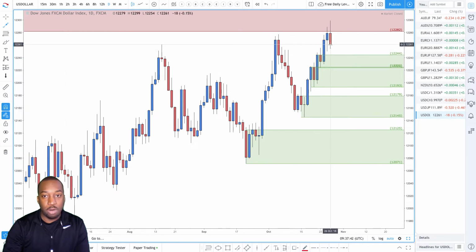If you're looking to be a buyer, obviously you'd have to wait for price to really come down here before looking to be a buyer. So that should be a pullback on the dollar crosses, and then you'd be looking for any kind of demand zone confluence on the dollar crosses.